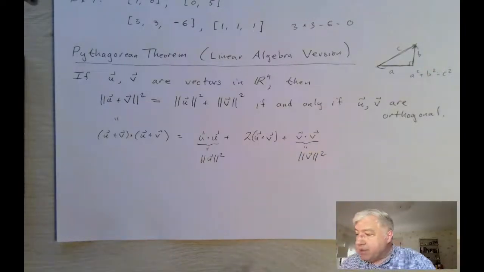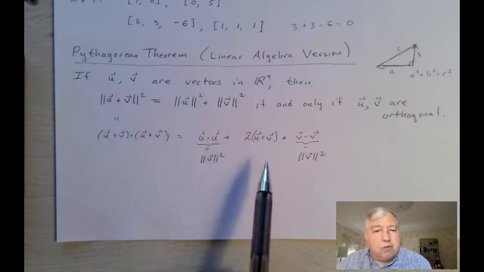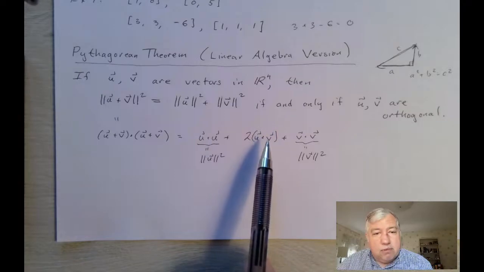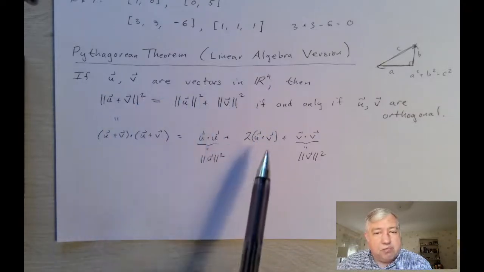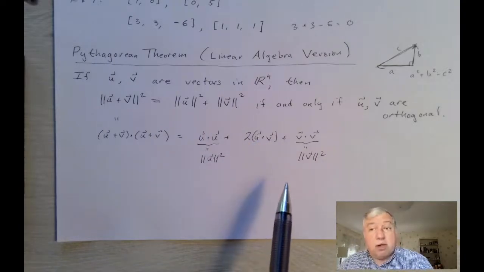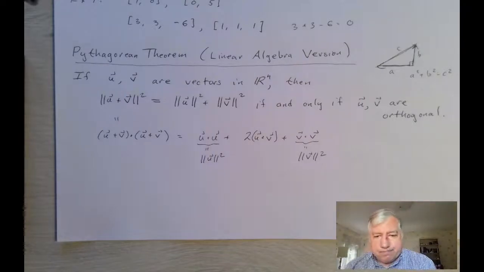Okay. So the only way that this can be equal is if this is 0. If this is 0, then we have this equation, and we see that u dot v must be 0, and so u and v have to be orthogonal. Okay. So that's a proof of the Pythagorean theorem.